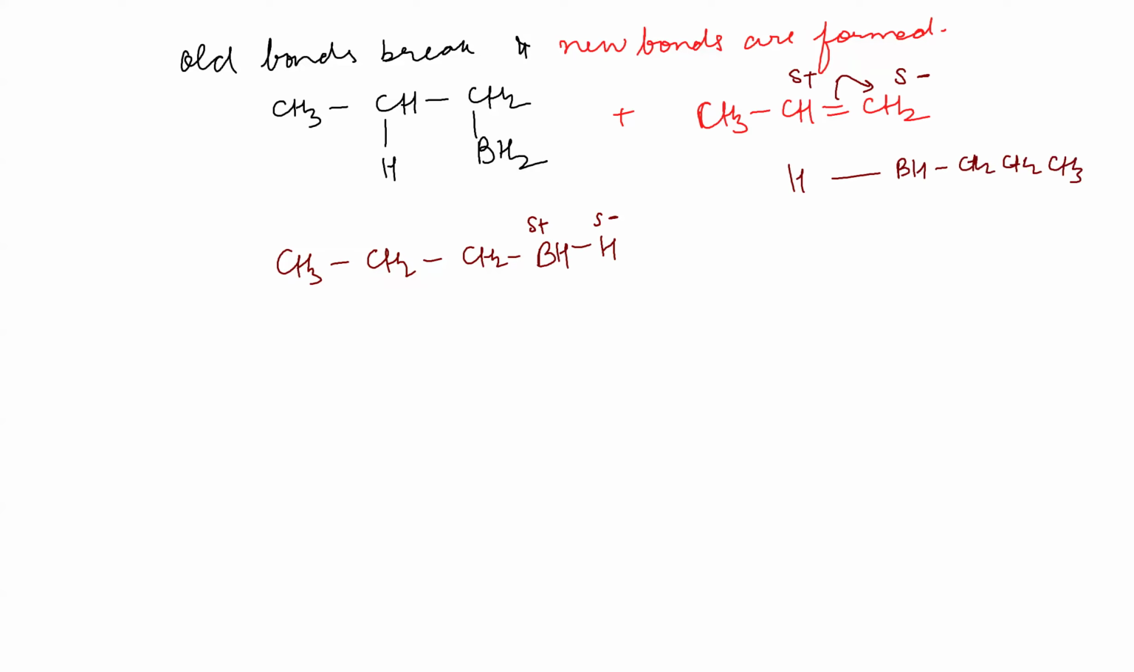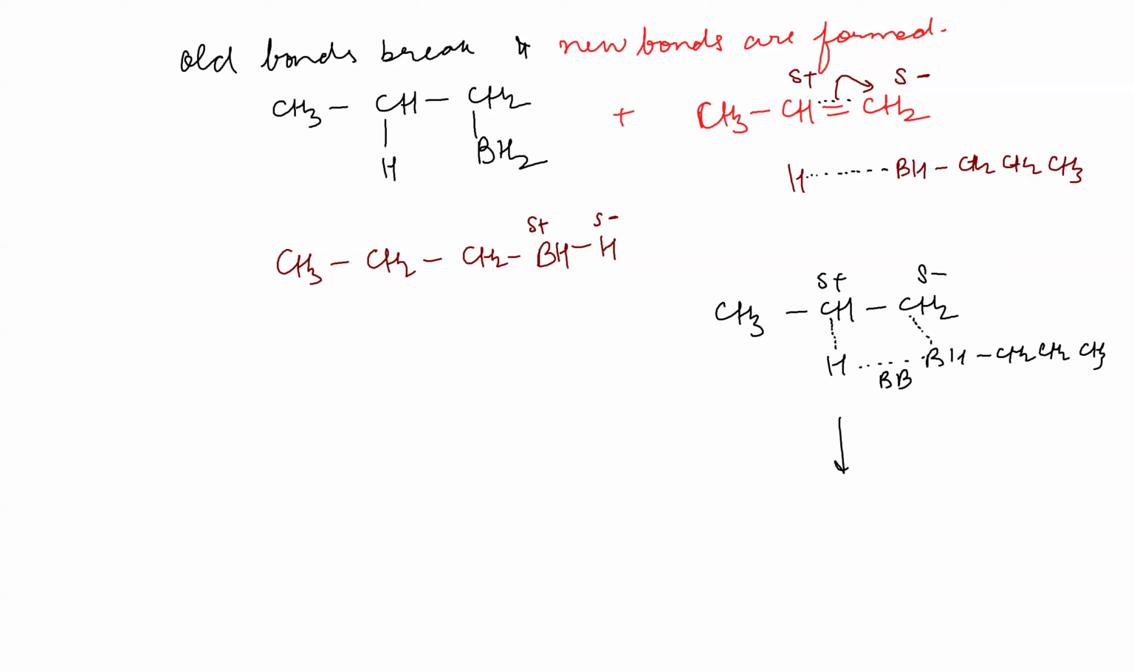Again, the old bonds are breaking and the new bonds are being formed here. So what do we have? We will have CH3, CH, CH2, and H. Then we'll have a BH, then CH2, CH2, CH3. A new bond shall be formed here, and a new bond here. We'll have a partial negative and a partial positive. This bond breaks, this is bond breaking, BB. This is bond making, BM. This is bond making, BM. And this pi bond is breaking, also BB. BB means bond breaking.